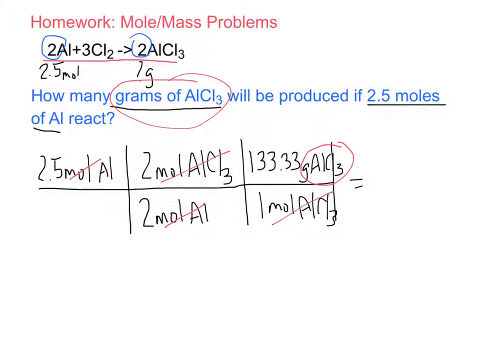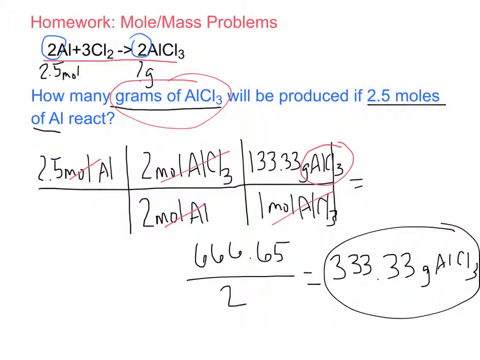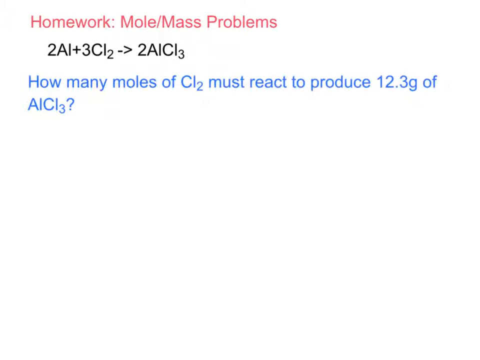So now you need to multiply across the top and multiply across the bottom and then divide. When you multiply across the top, you should end up with 666.65. You're going to divide that by the bottom, which is 2 times 1, which is 2. So you should end up with 333.33 grams of AlCl3. That is your final answer. Let's try one more to make sure that you get it.